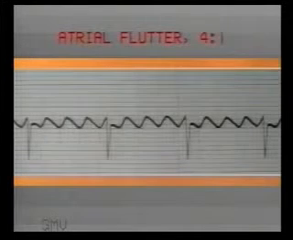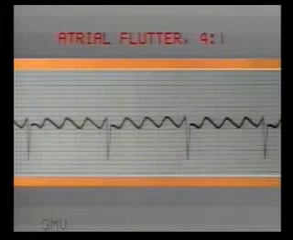This is the typical sawtooth appearance of atrial flutter, but QRS complexes are seen after every fourth F wave. This is atrial flutter with 4 to 1 AV block, or high degree AV block, resulting in bradycardia.